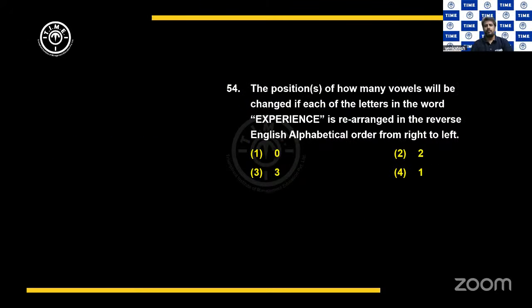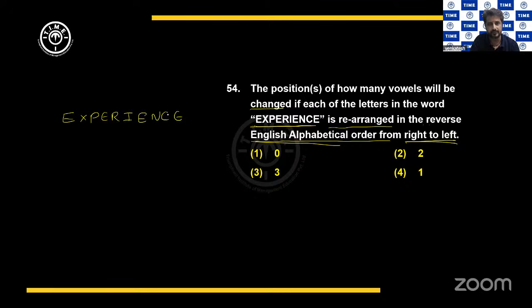The positions of how many vowels will be changed if each of the letters in the word EXPERIENCE is rearranged in reverse English alphabetical order from right to left? Yes, we have to follow this order: reverse alphabetical order from right side to left side. So the given word is experience. Now what has to be done? Reverse alphabetical order from right to left.